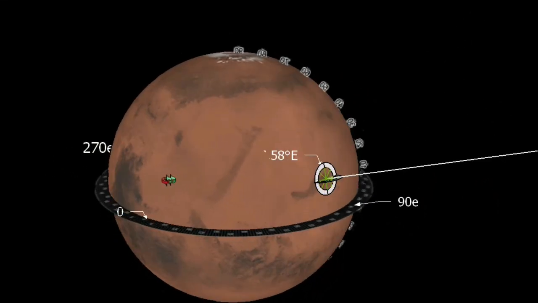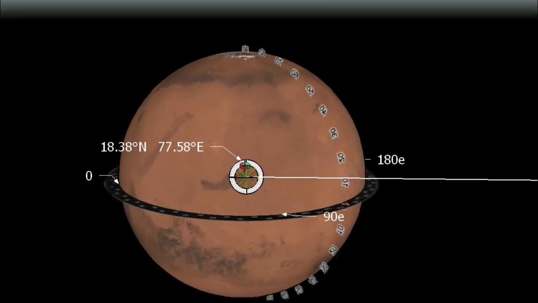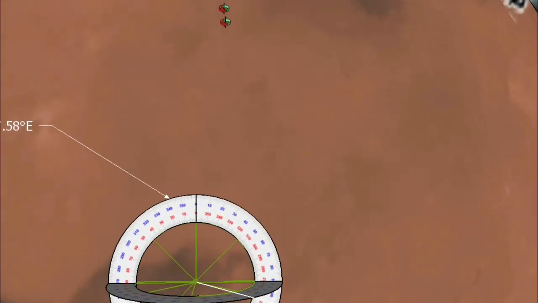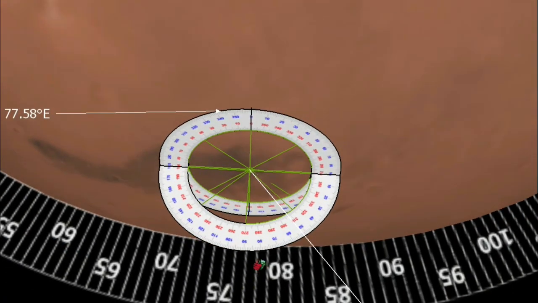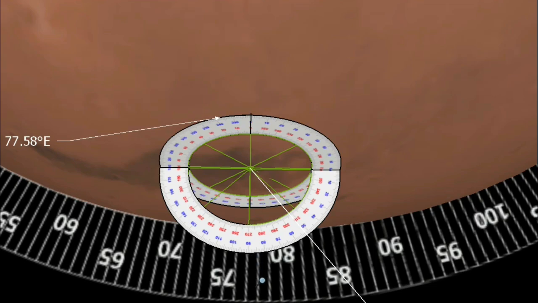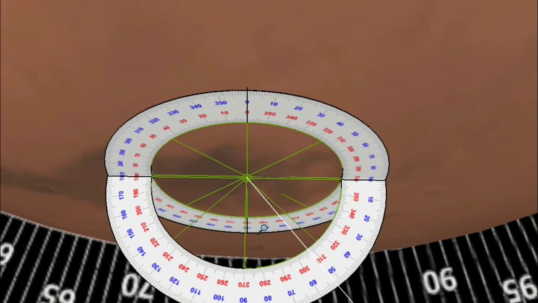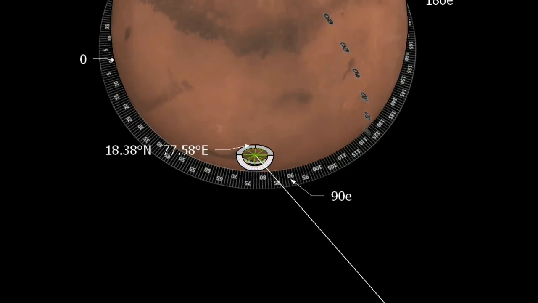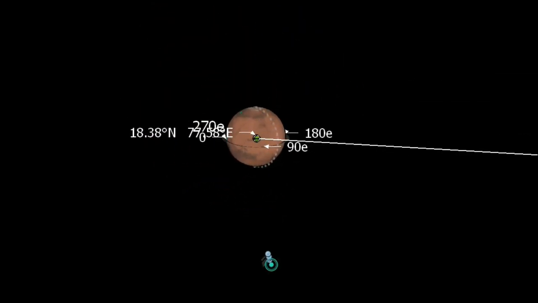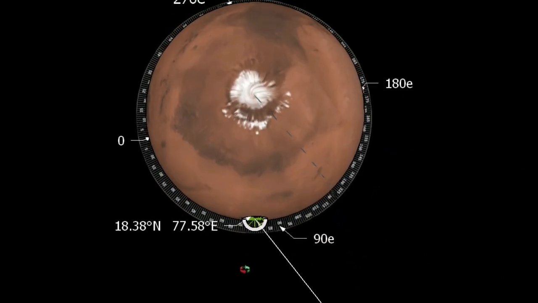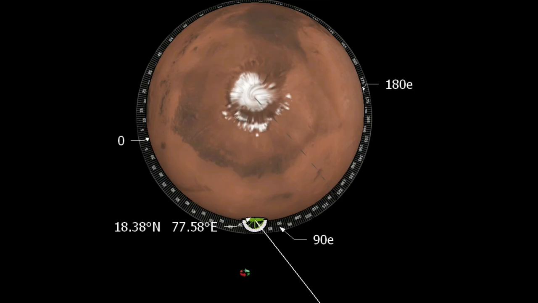Mars. Eighteen latitude north, 77 longitude east. Azimuth was almost 90 degrees and the elevation was 52.4. This sun angle cannot create those perfect straight shadows like we can see here.